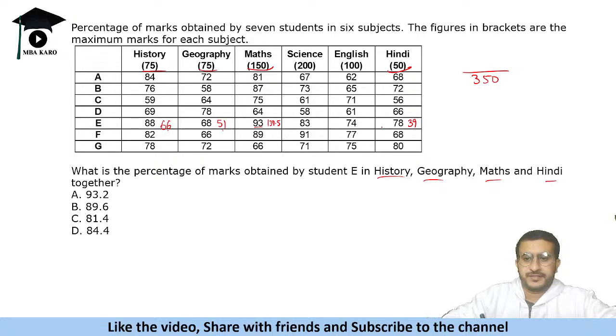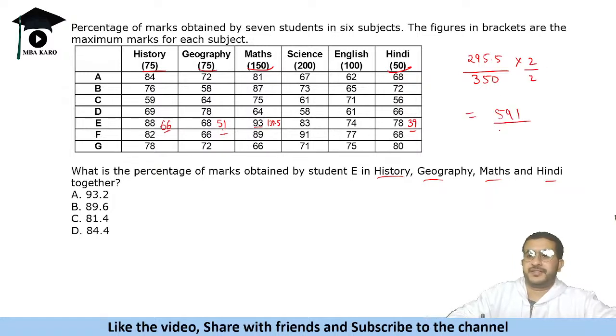66, 117, or you can take this to 90. 90 plus 66, 156. 156 plus 139, 295.5. इसे डबल कर लो, that will be 591 by 700.